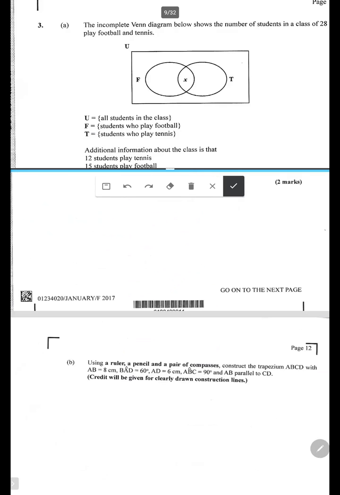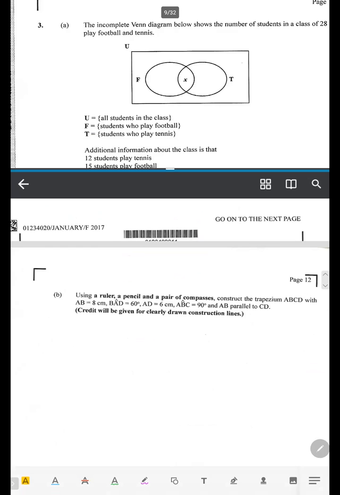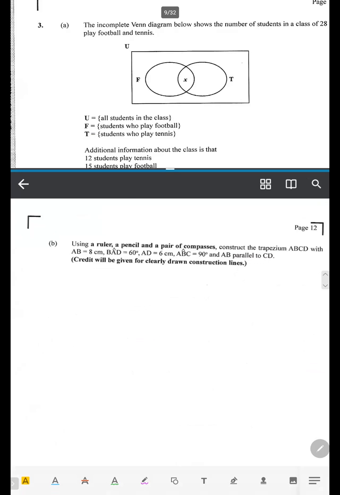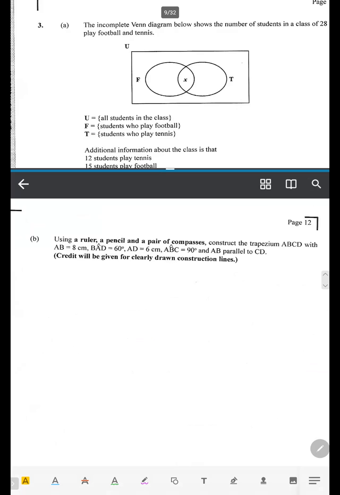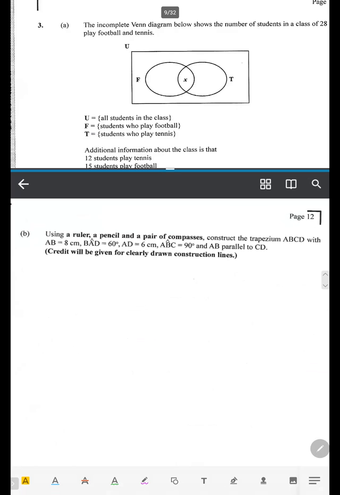So next we come to this construction question, and it's difficult to do the construction. But let me see if we can talk it through still. I'll show you exactly what is happening without the instruments, but let's go. It says use a ruler, a pencil, and a pair of compasses, meaning those in a protractor.